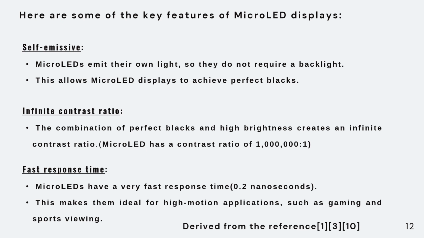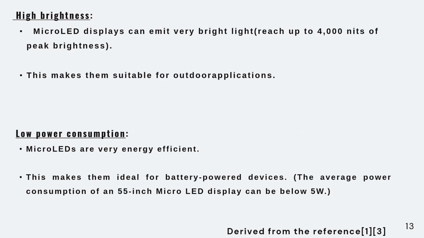Then the fast response times. The micro LED has a very fast response time, like 0.2 nanoseconds, and this makes them ideal for high motion applications such as gaming and sports viewing. Then we can move to the next slides, and the high brightness. Micro LED displays can emit very bright light and reach up to 4000 nits of peak brightness, and this makes them suitable for outdoor applications.